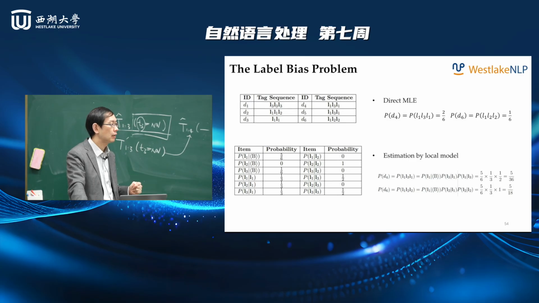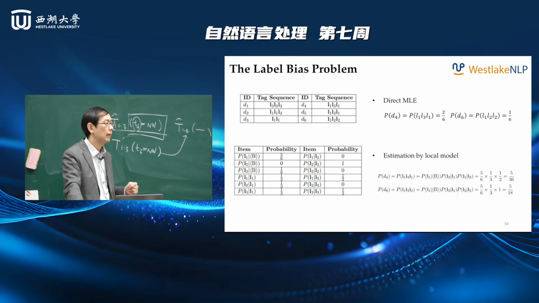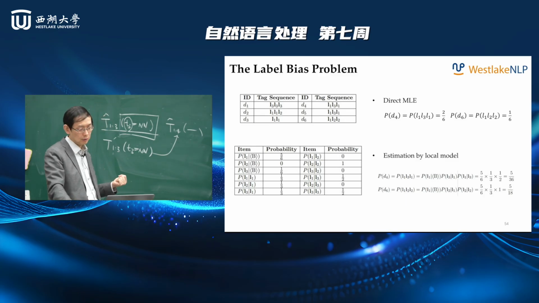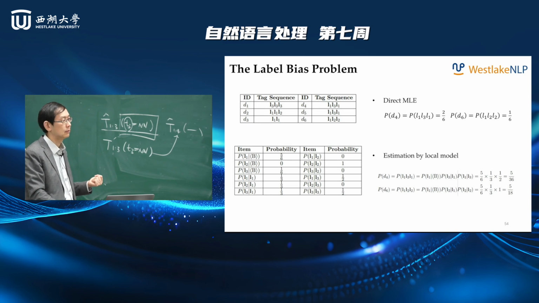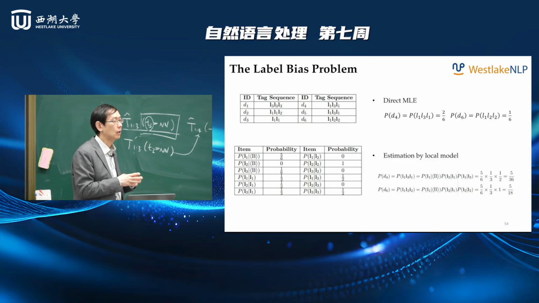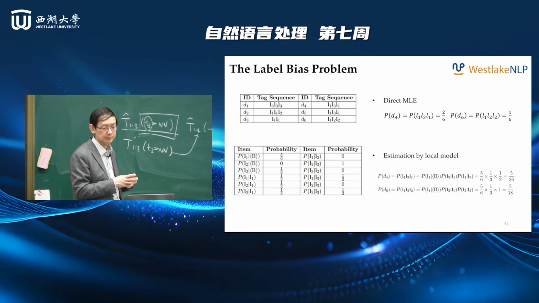You need to find how many times L2 is followed by another tag, right? Divide it using L2 followed by L2. And you realize L2 is only followed by L2, nothing else. So P(L2 given L2) is 1. All right. So anyway, we got this table with 12 cells.